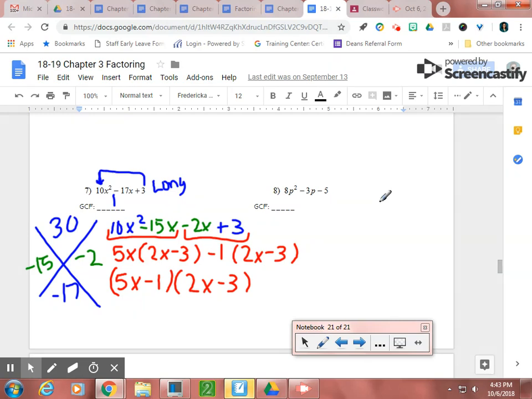If you wanted exact solutions, you would move this around. So I'd add 1 and then divide by 5. Here I would add 3 and divide by 2, and those would be my two exact solutions.